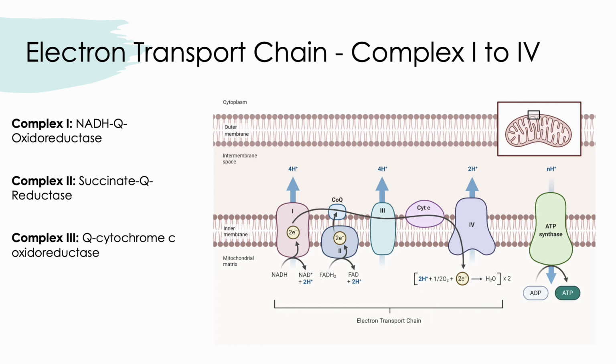The passing of the electrons to complex 3, which is Q cytochrome C oxidoreductase, forces an additional 4 protons from the matrix into the intermembrane space. The electrons are used to reduce cytochrome C in order to transport the electrons to the final complex. At the final complex 4, which is called cytochrome C oxidase, the previously reduced cytochrome C is oxidized, and the electrons from this process are used to generate oxygen. This process forces 2 protons out of the matrix into the intermembrane space.